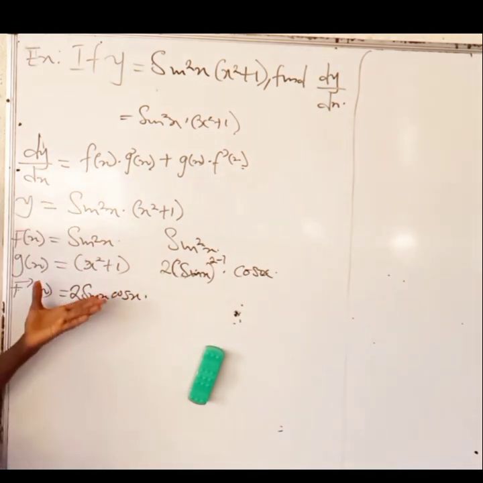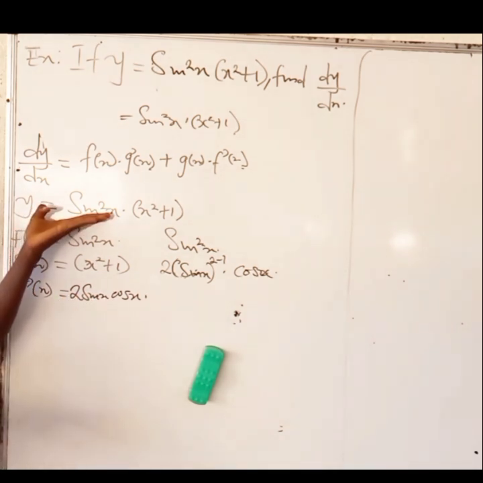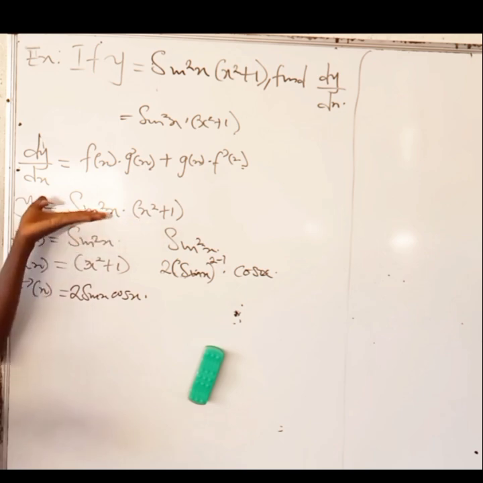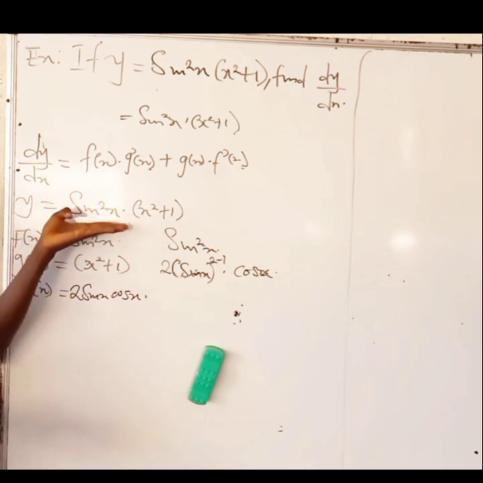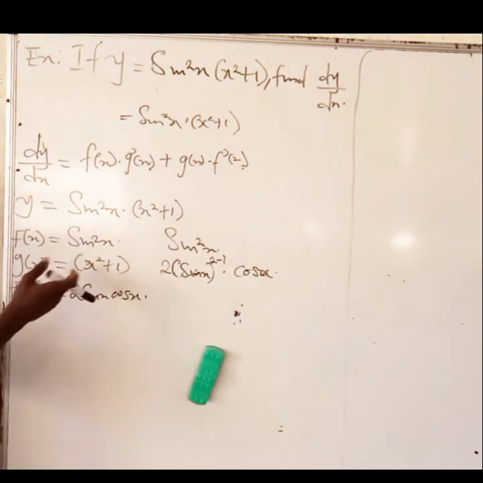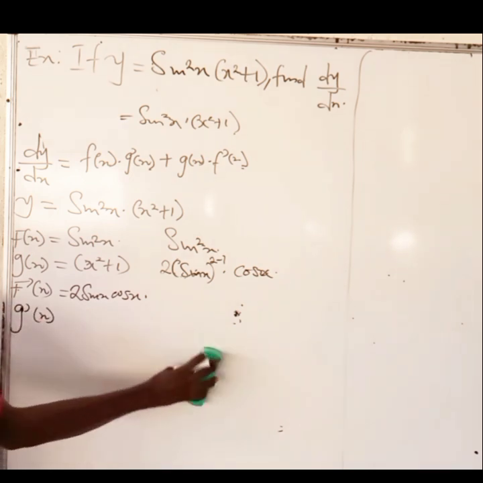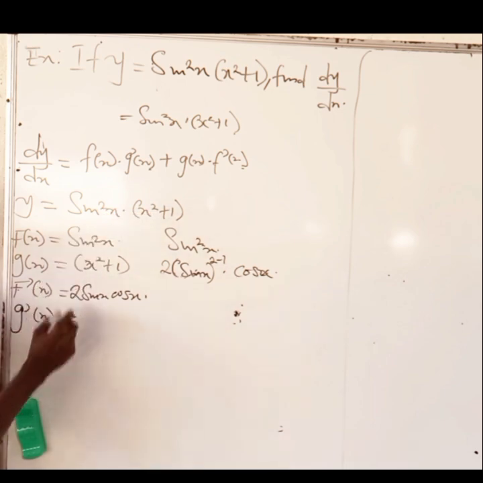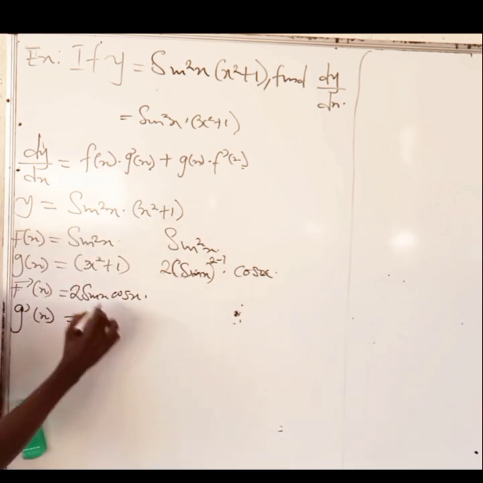Whereby you have a function of a function. In this question, f of x is a function of a function, so you have to differentiate both the outer function and the inner function before you can find the derivative of f of x. Now, the derivative g prime of x: if you differentiate x squared plus 1, you are going to have 2x.